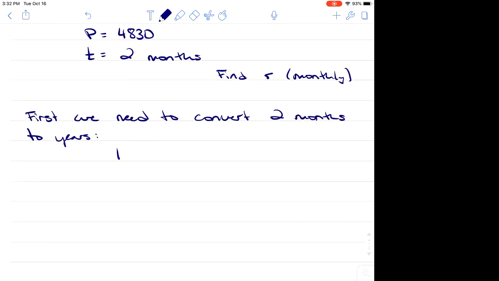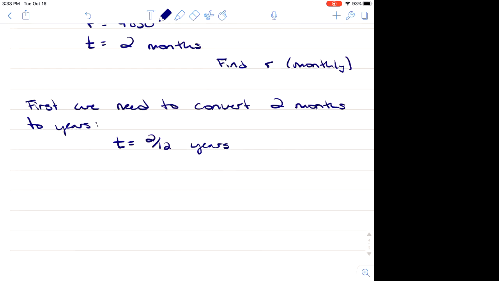So T must be 2 divided by 12 years. 2/12 of a year. I'm going to keep it as a fraction, right? If you find 2/12 on your calculator, you'll find it's 0.166 repeating. And so if you want to use the decimal, then you should keep all your decimal places in your calculator for your calculations.